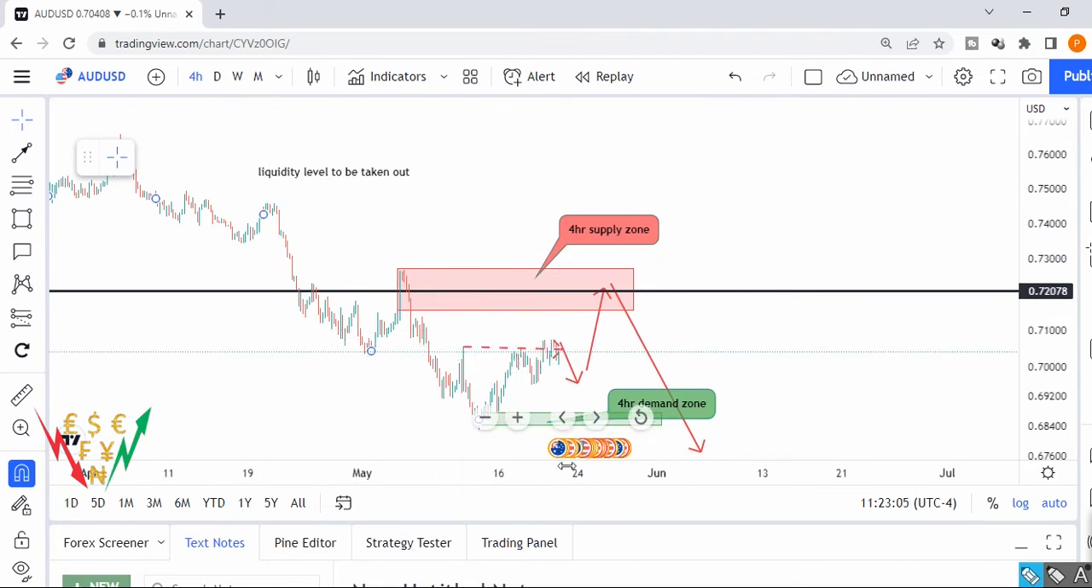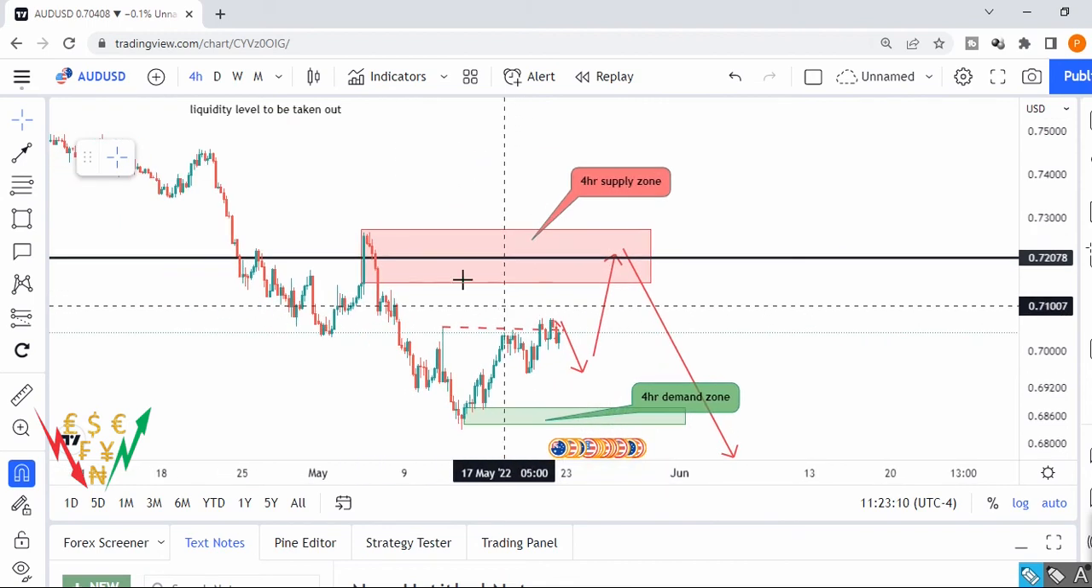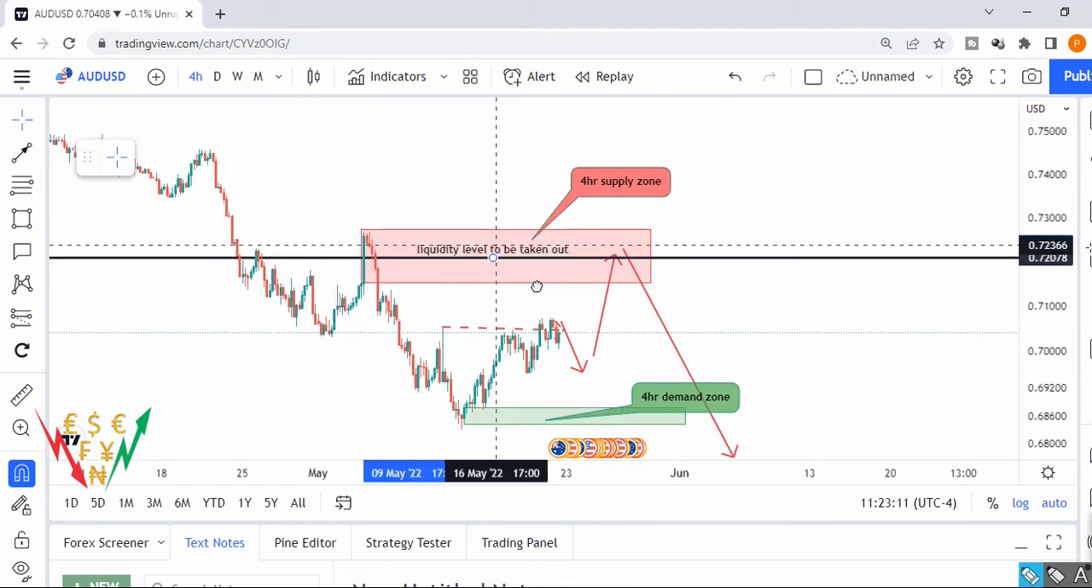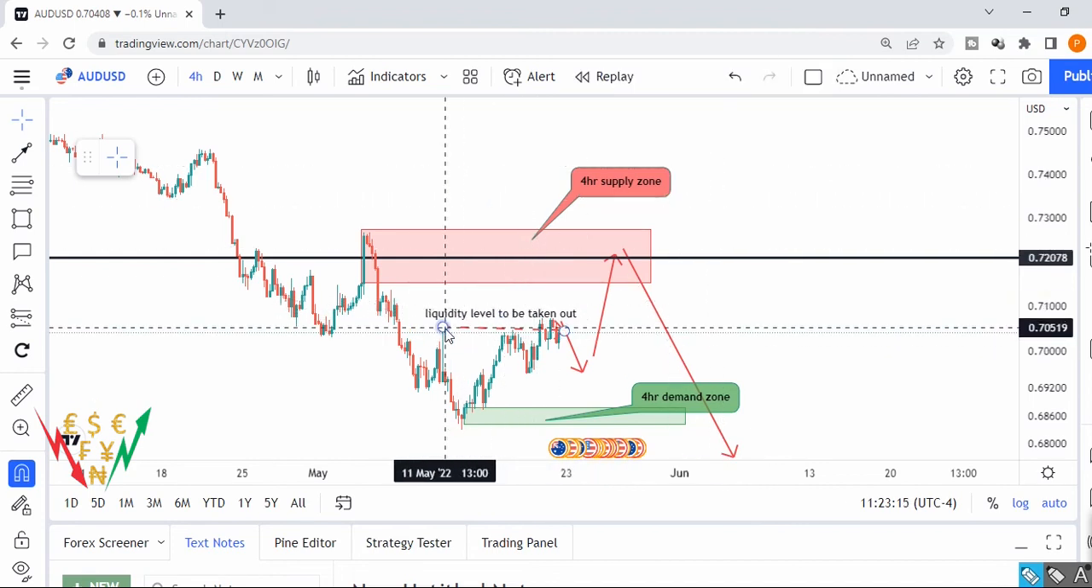So I want to see this area taking off. We have here a liquidity level to be taken out. Why? Because in this area, we can see this kind of liquidity here.